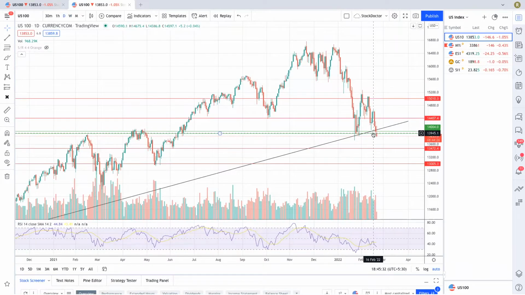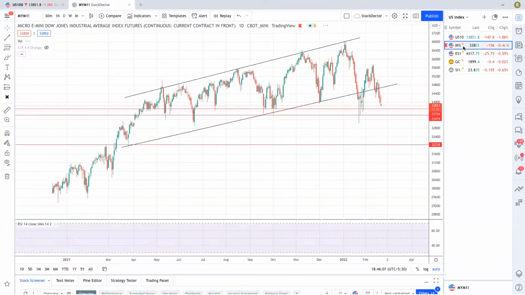It has to close above 13,950 to 14,000. It has to close near this support area or above this support area to continue the upward movement. If it is not closing above this 13,900 to 14,000 range, then there is a high probability that it is going to go down from here. Let's move on to Dow Jones.